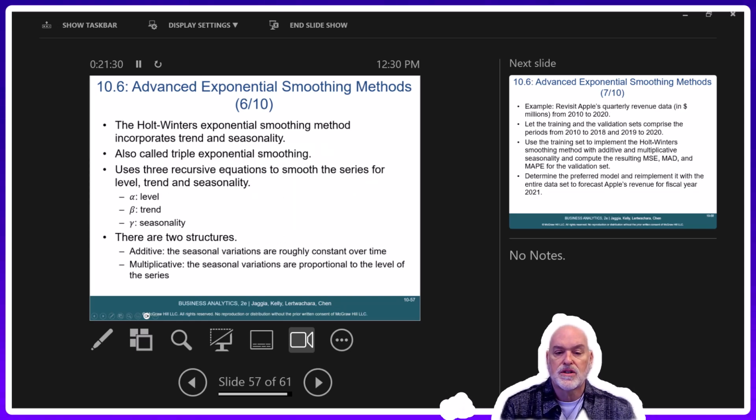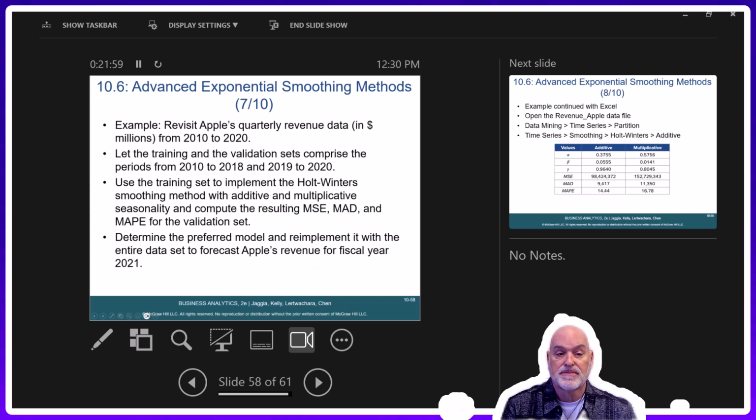The Holt-Winters exponential smoothing method incorporates trend and seasonality. It's also called triple exponential smoothing. It uses three recursive equations to smooth the series for level, trend, and seasonality. There are two structures: additive, where the seasonal variations are roughly constant over time, and multiplicative, where the seasonal variations are proportional to the level of the series.